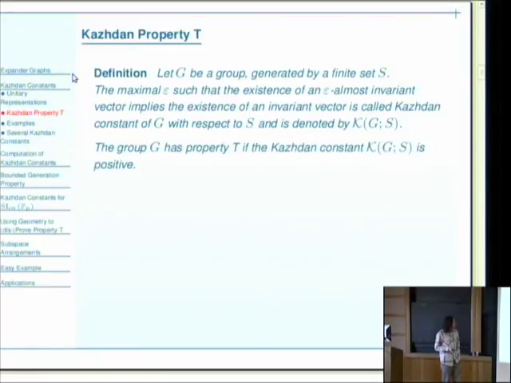So the group has property T if I have a non-trivial solution of this problem. I always have a trivial solution, which says that if I have a zero almost invariant vector, which means an invariant vector, this implies the existence of invariant vectors. But I'm looking for some kind of a non-trivial statement. I'm looking that I can make some small error and still claim that there exists an invariant vector.